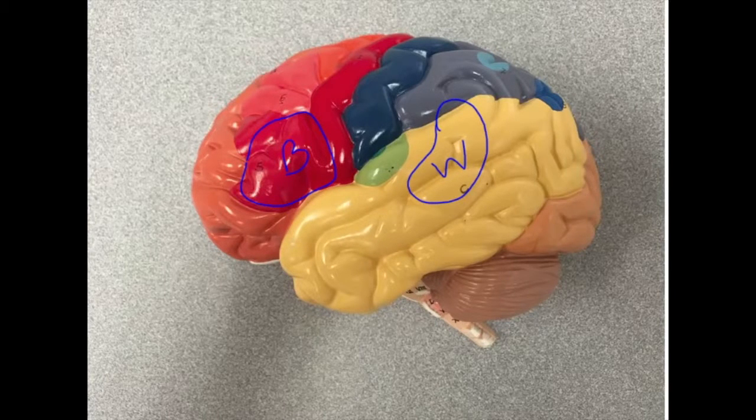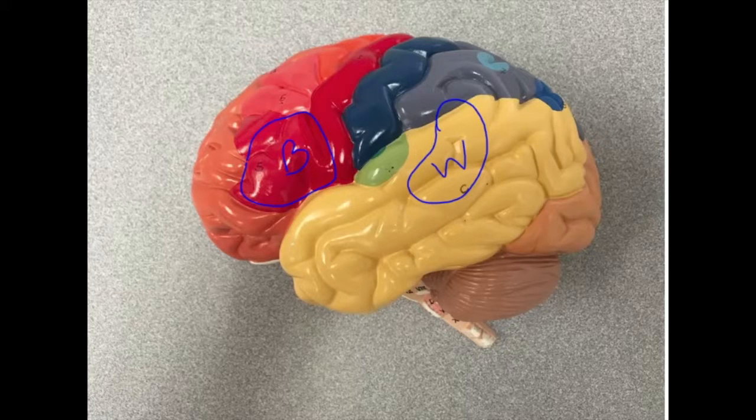This is a lateral view of the brain. The B is known as Broca's area. If you have issues in Broca's area, you suffer from expressive aphasia. The W is Wernicke's area. If you have a lesion in Wernicke's area, you suffer from receptive aphasia.